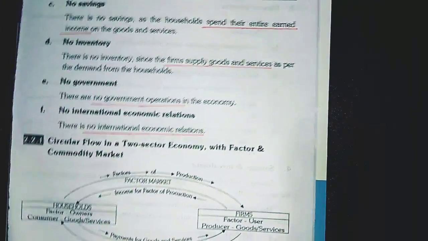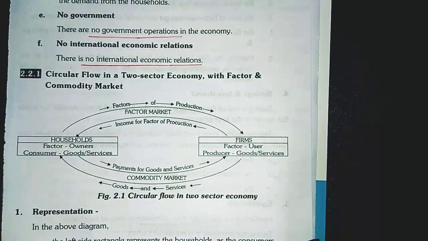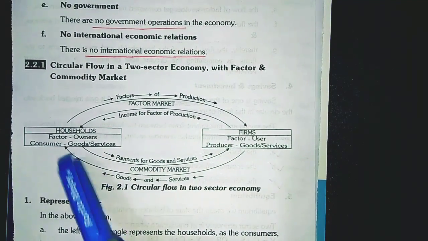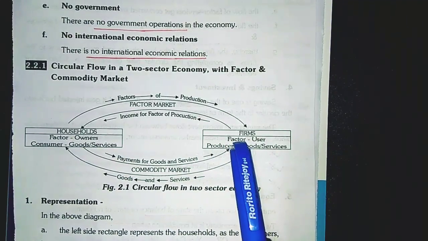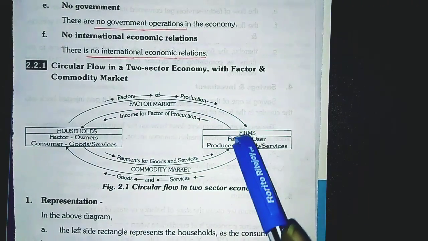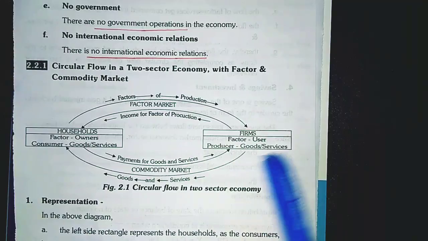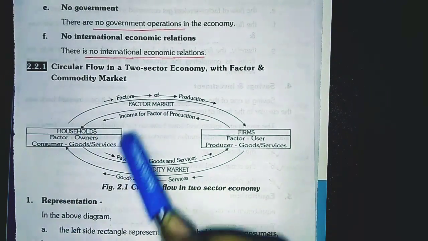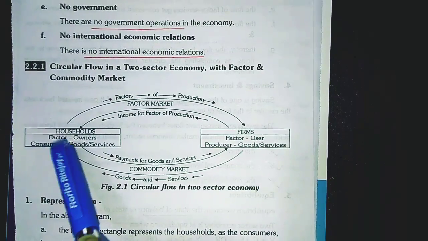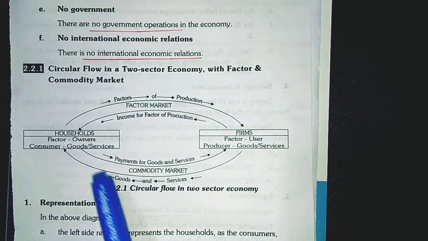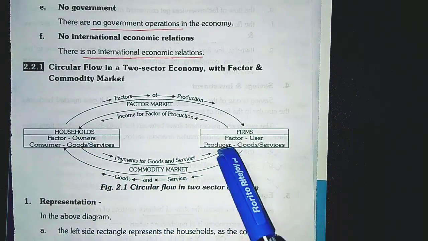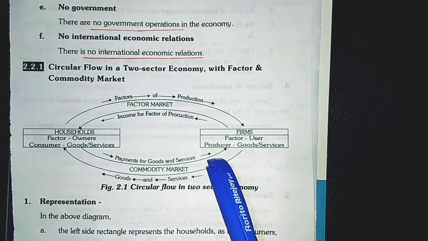Now the next point is flow of income. How will be the flow of income? Again, that will be so much easier to understand with the help of the diagram. A person is working in a factory, so they are providing the factor of production. So for that work they are getting the income. That income comes to their home. They are having different needs, so they are purchasing the goods and services from the firm and they are making the payment to the firm again.